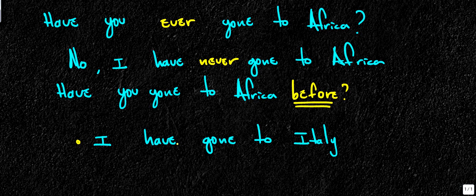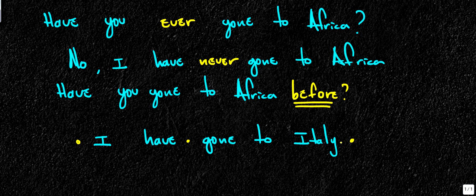A second place where you can put already is here, in between the auxiliary and the main verb. So you could say, I have already gone to Italy. All right. And the last place that you can put it is at the end of the sentence. So you can say, I have gone to Italy already. There's no necessity for a comma on this one.